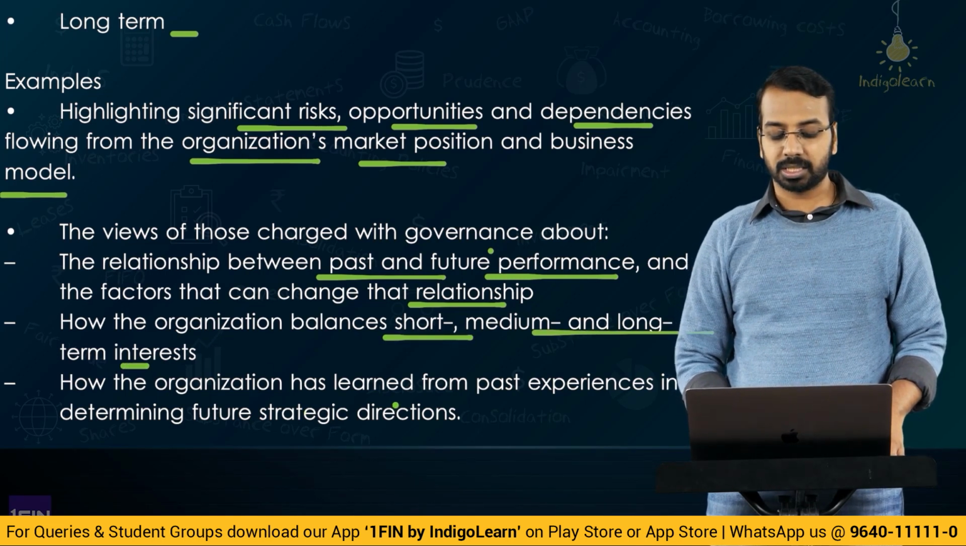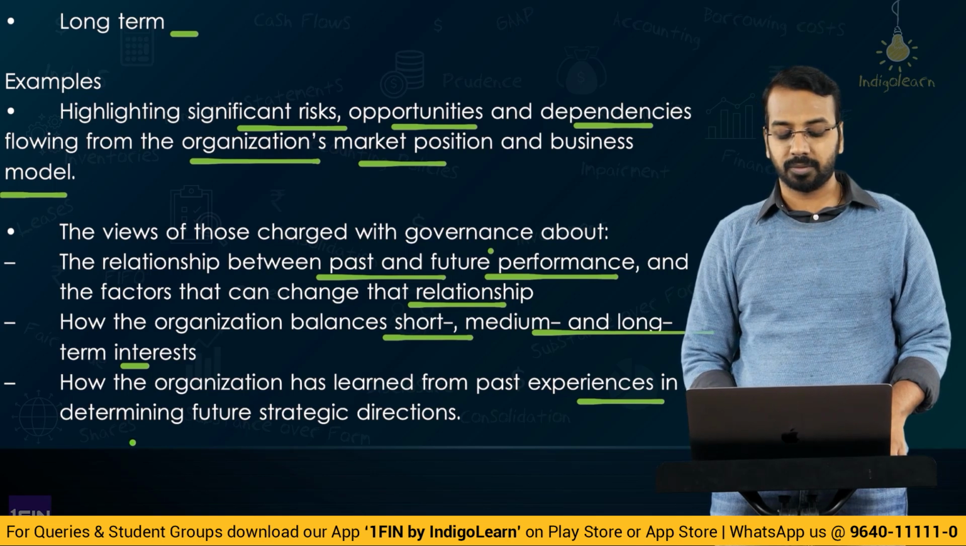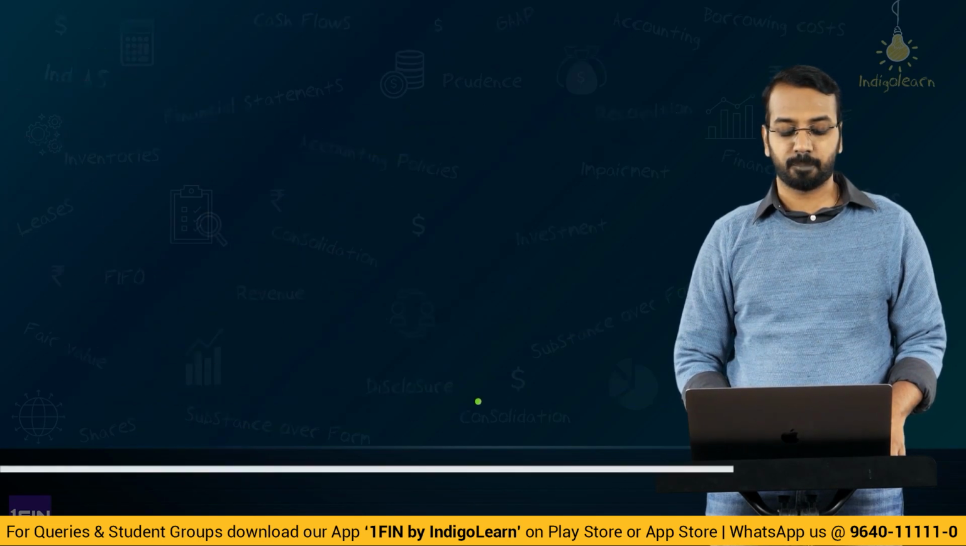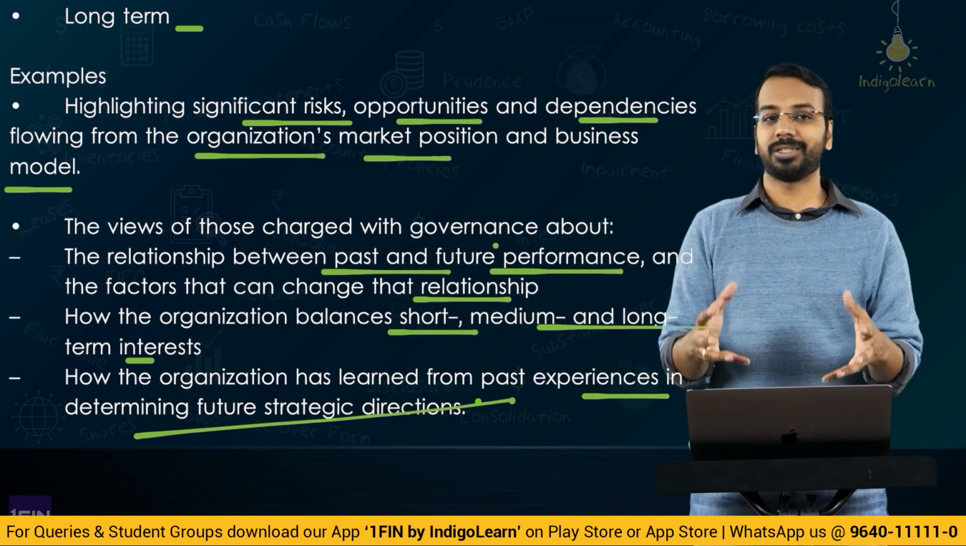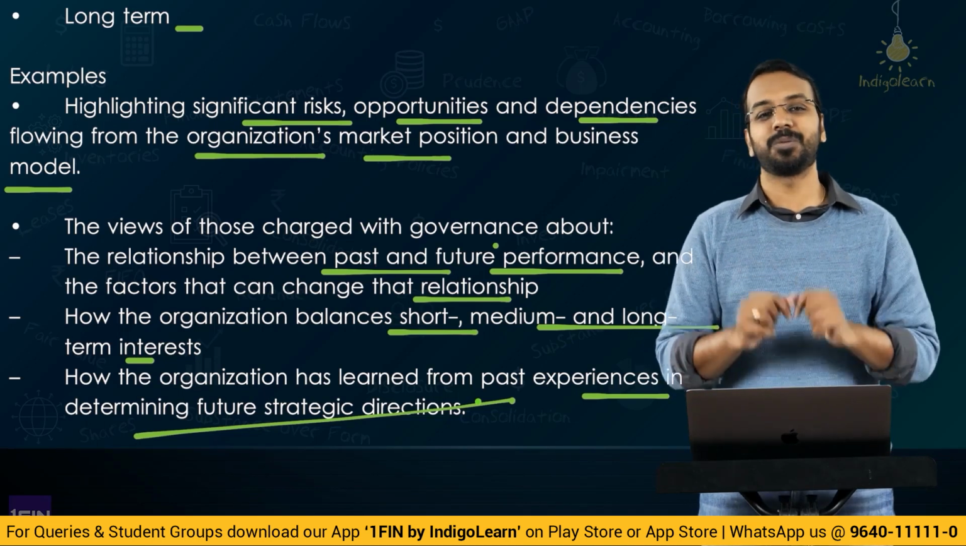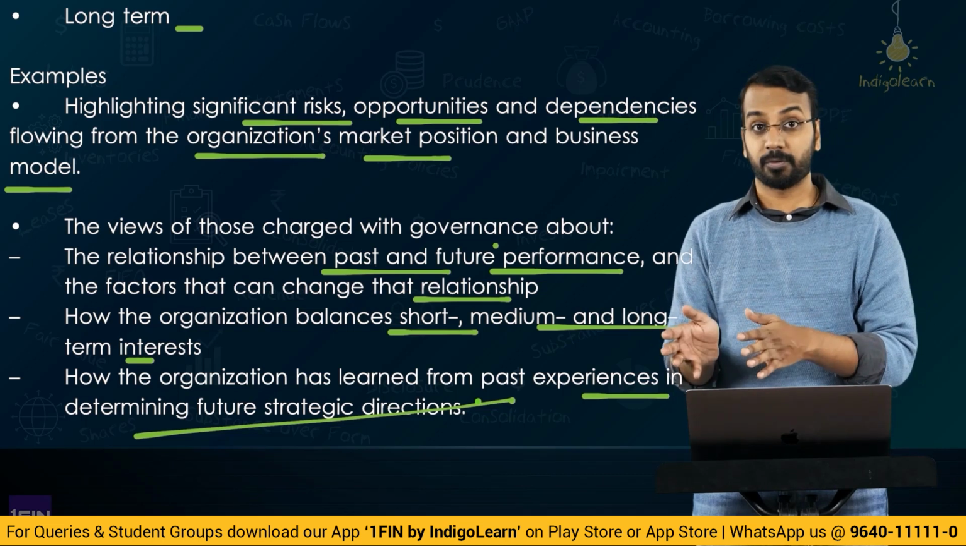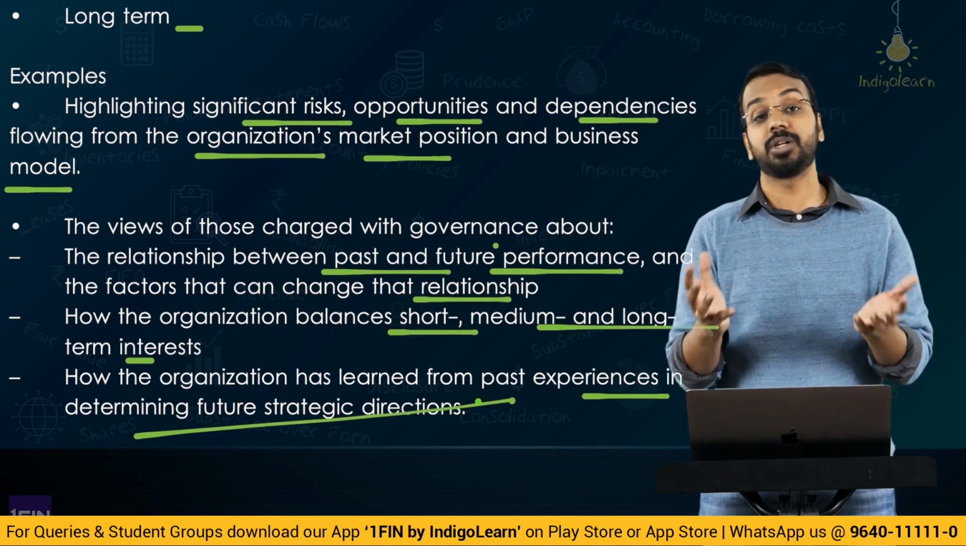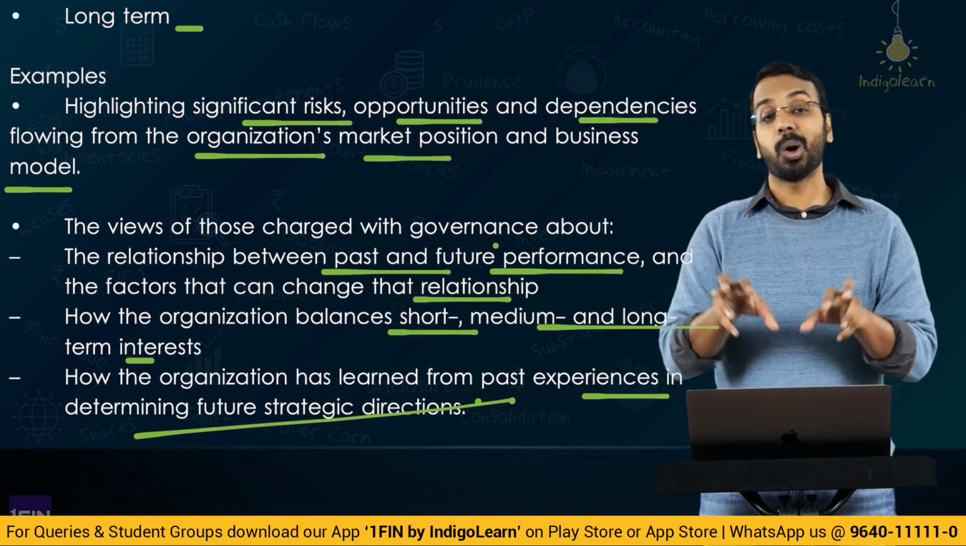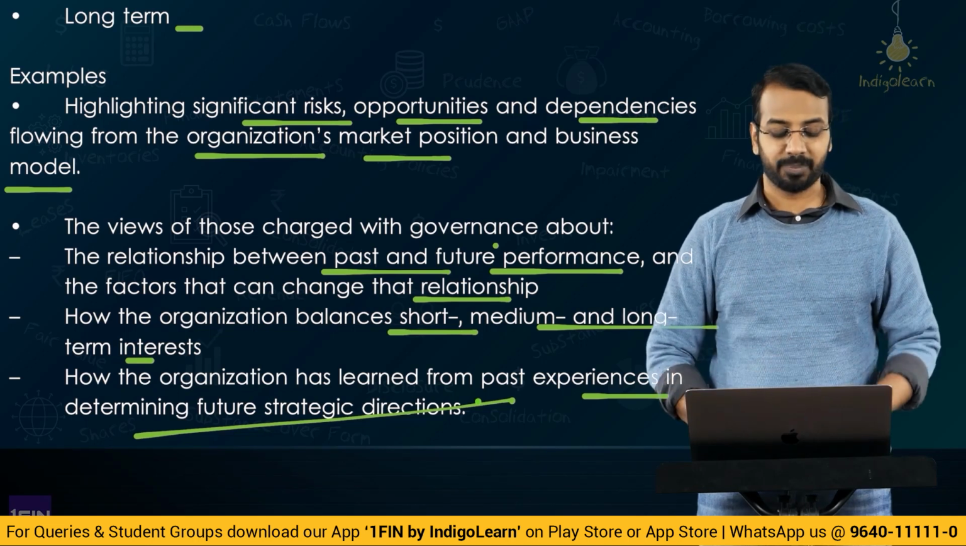How the organization has learned from past experiences in determining future strategic directions. So overall, you talk about what is the strategy, what is the ability, what is the linkage between these two, what will happen in the future, how was the past performance, how will be the future performance, what have they learned in the past, what are the opportunities they are seeing, what are the risks they are seeing, all of that has to be discussed here.